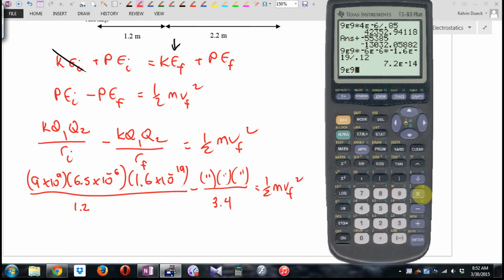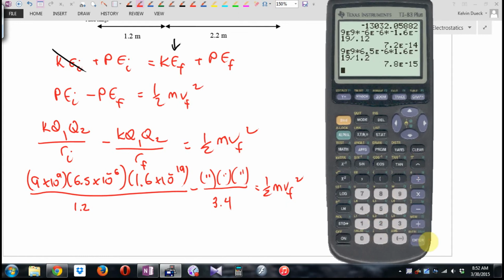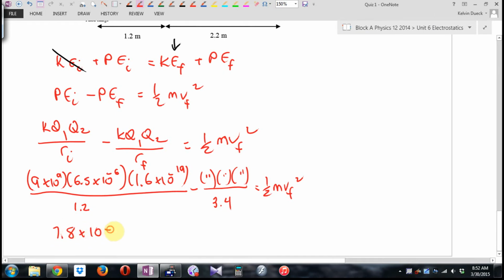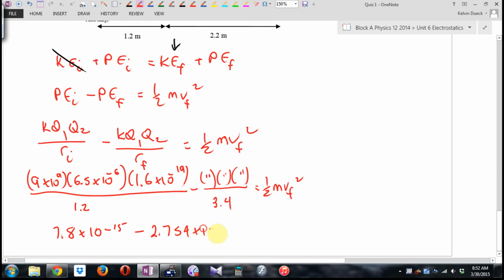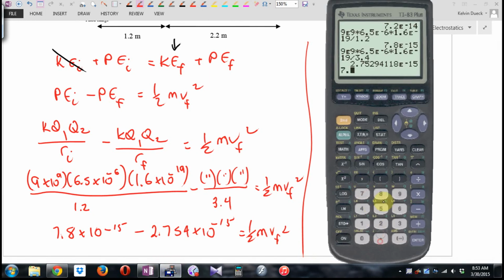9 times 10 to the 9th times 6.5 microcoulombs times 1 proton divided by 7.8 times 10 to the negative 15 minus 2.754 times 10 to the negative 15. That equals a half mv final squared. Let's actually crunch the numbers. 7.8 times 10 to the negative 15. Careful, Mr. Dueck. Times 10 to the negative 15 minus answer button. Thank you. That would have screwed everything up.